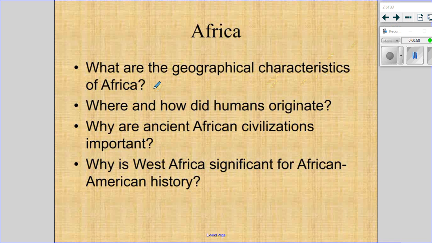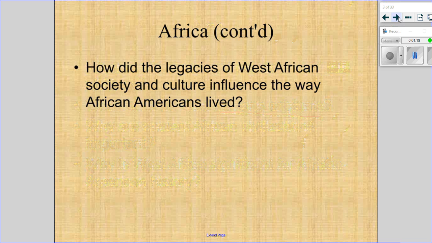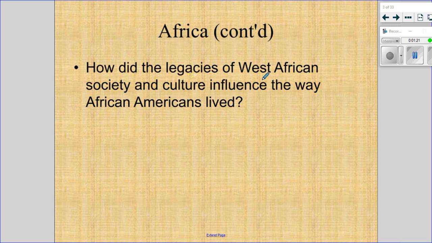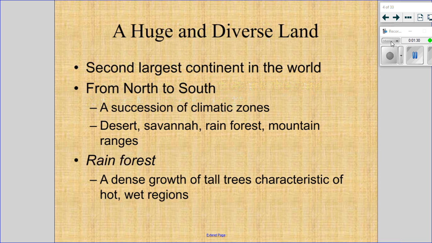So we're just looking at the geographical characteristics of Africa, where we'll also discuss the origins of humanity. We'll briefly look at some ancient African civilizations, and we'll touch on why West Africa specifically is significant in African American history. Okay. We'll look at the legacy of West African society and culture and how it influenced the way African Americans live later on. Okay. All right.